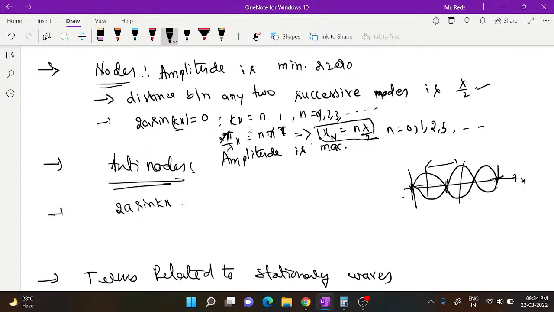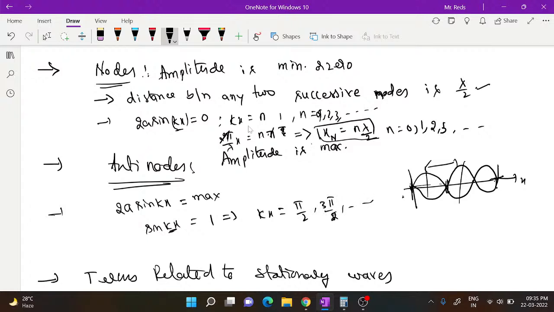This amplitude will be maximum when sin kx is maximum. What is the maximum value of sin kx? It is 1, right? So for what value of kx do we have sin kx equal to 1? This can be obtained for kx equal to 90 degrees, 270 degrees like that, or pi by 2, 3 pi by 2, 5 pi by 2, etc.